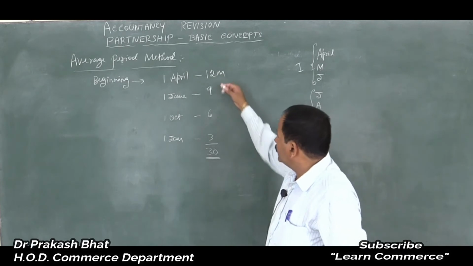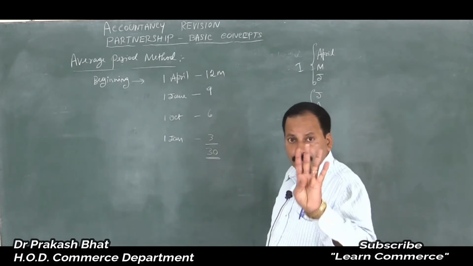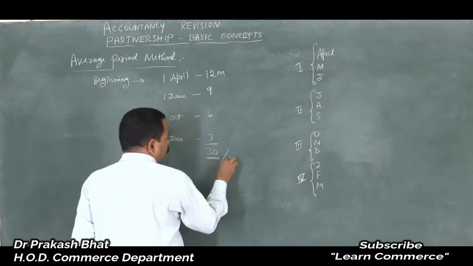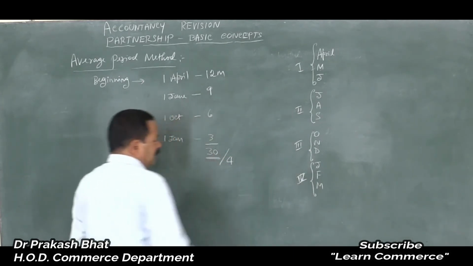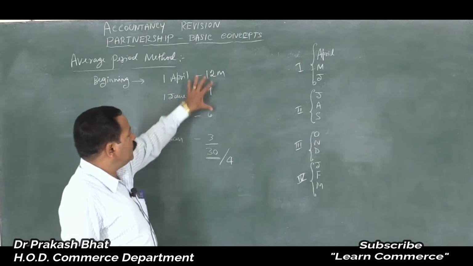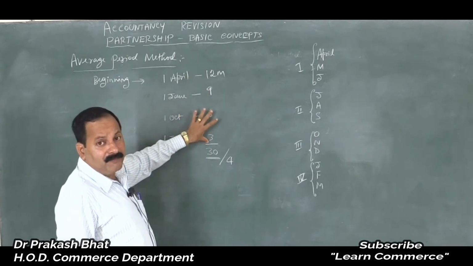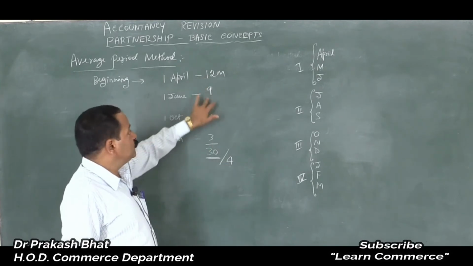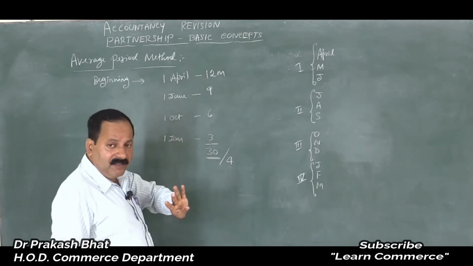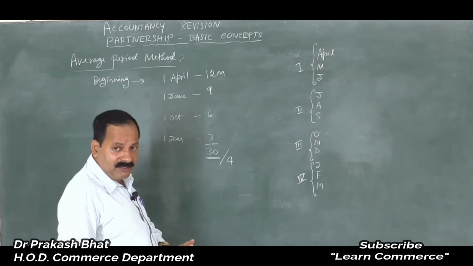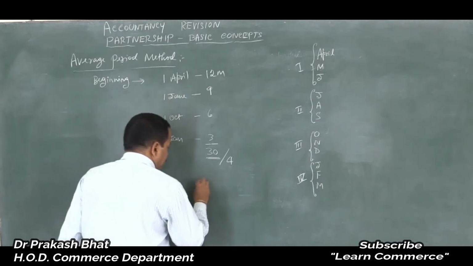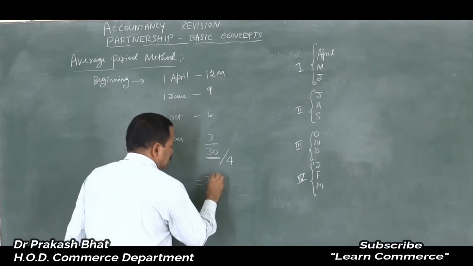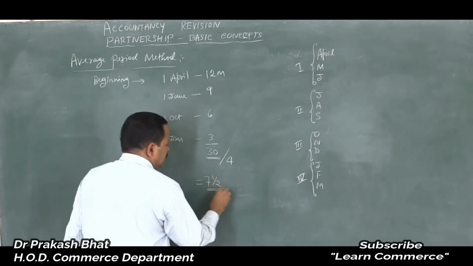How many withdrawals are there? 4 withdrawals are there, correct? Divide this 30 by 4. This is the total of the time period. Divide this by the number of withdrawals. 1, 2, 3, 4. 4 withdrawals are there during the entire year, correct? So 30 divided by 4, how much will it be? 7.5. Yes, 7.5.